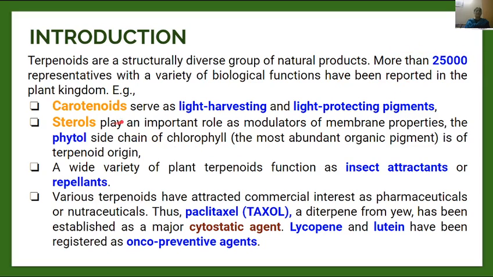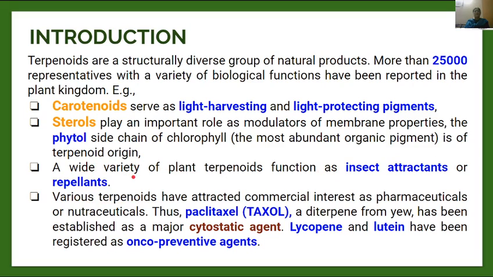First, there is the class of carotenoids, which serve as light harvesting and light protecting pigments. Second is sterols, which play an important role as modulators of membrane properties. The phytol side chain of chlorophyll, the most abundant organic pigment, is of terpenoid origin. A wide variety of plant terpenoids function as insect attractants or repellents.